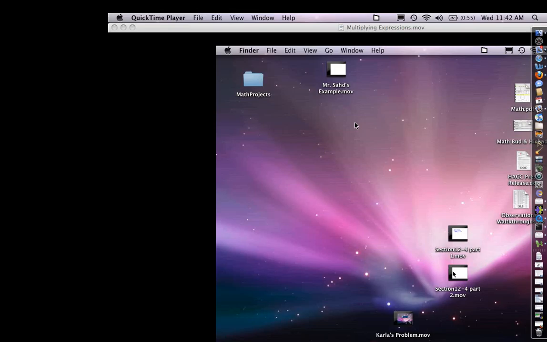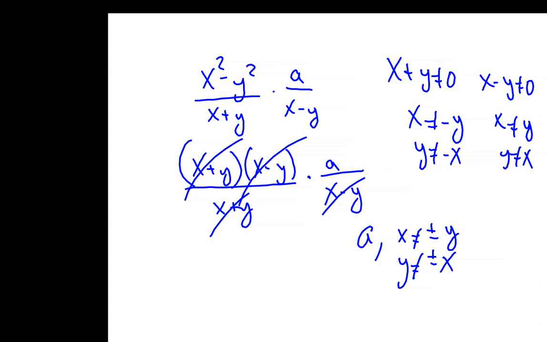Fraction. All right, so let's take a look at division. If you want to pause this video at this point, you can see a problem that we just did here. The answer ended up being A with these restrictions right here. All right, so let's look at division.